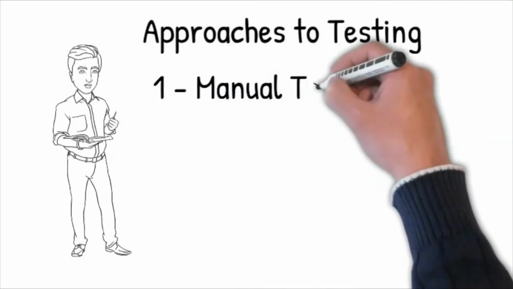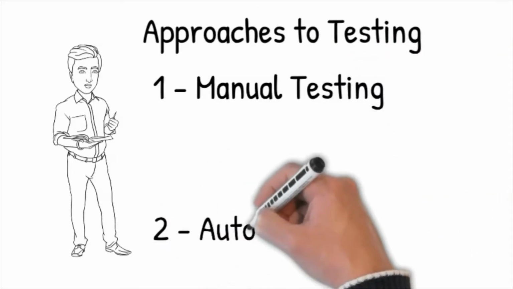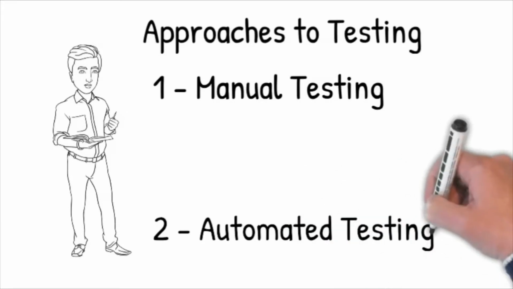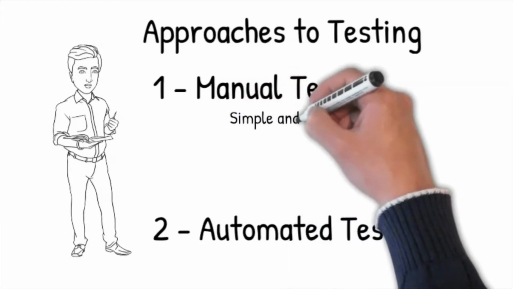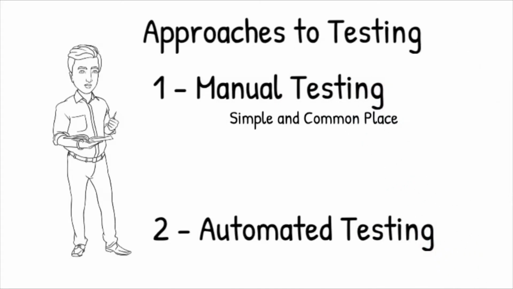You can manually execute these tests, or you can create some sort of automated system that runs the tests for you. Obviously, manual is very simple and very commonplace. You develop a set of written tests that you go through each time you make changes to the application. You sit down and manually execute those tests yourself using a keyboard and a mouse, and you check to see if you get the expected result.